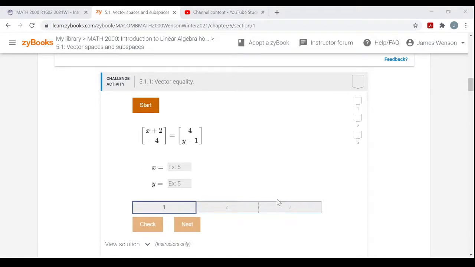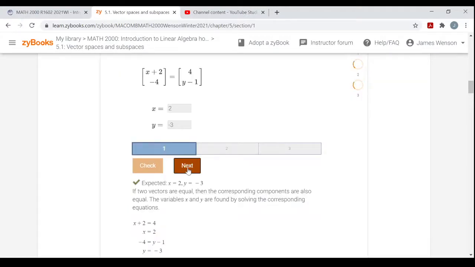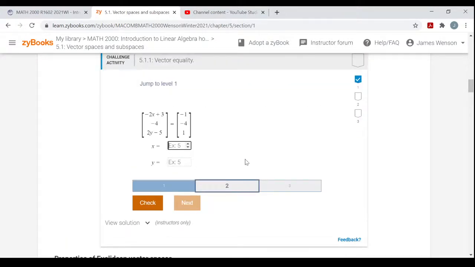And again, another pretty easy one. There's only 3 of them. I'll just do this first one real quick. Two vectors with 2 components, when are they going to be equal? When x plus 2 is equal to 4, so when x is 2. And when negative 4 is y plus 1, so when y is negative 3, these vectors will be equivalent. And then you've got another level where it's pretty similar, just with vectors with 3 components.